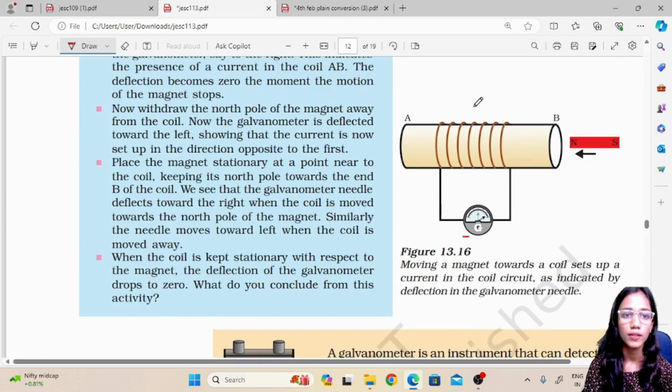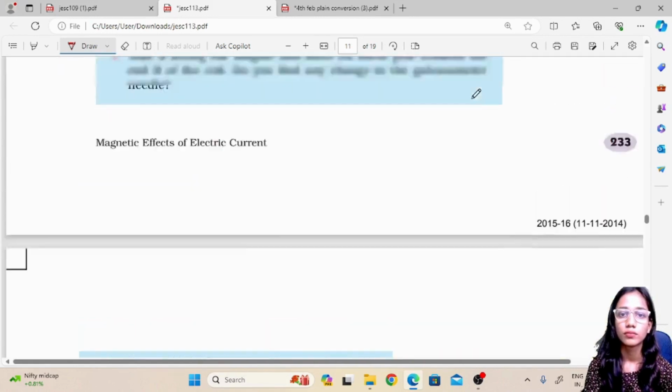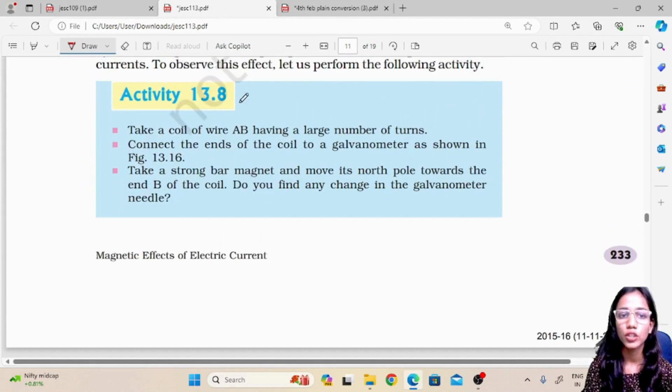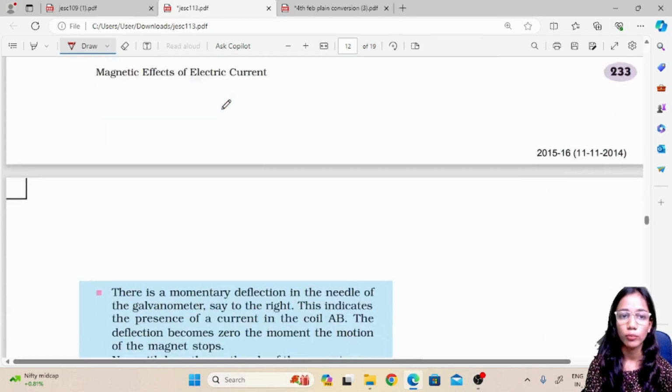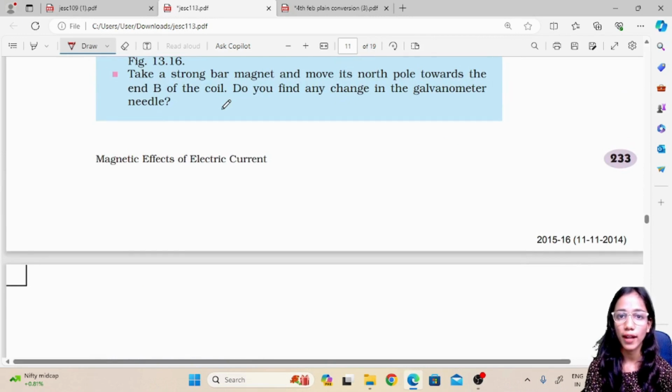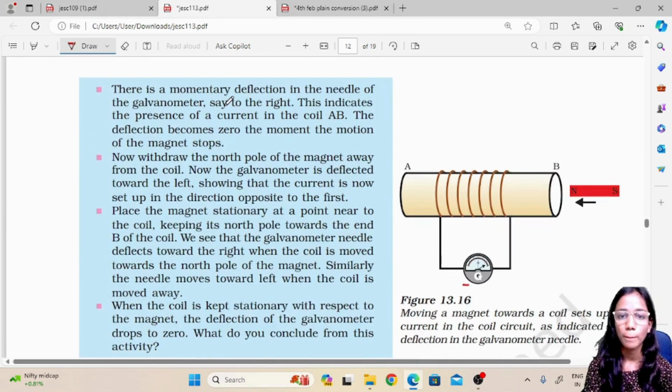Okay, now see, first you take a coil of wire AB having a large number of turns and connect it to a galvanometer, then place a strong bar magnet towards its pole. Now when the magnet was placed towards the pole, there was a momentary deflection. Momentary means it was a sudden fast deflection. Now deflection means it is indicating current in the circuit.